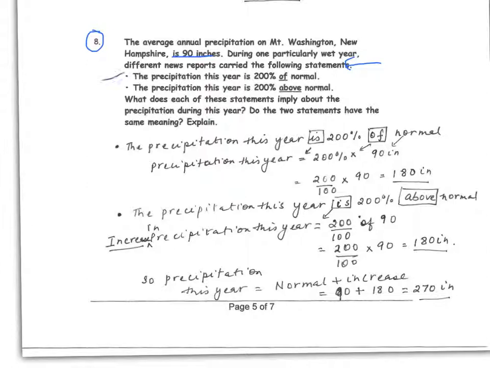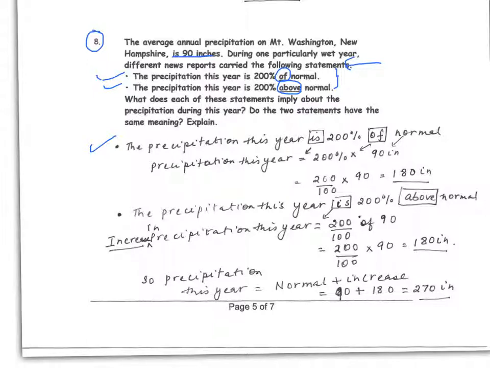So the first report said that the precipitation this year is 200% off normal. And the second report said the precipitation this year is 200% above normal. Now, the language here, that is the use of the word off and the use of the word above, is going to give us two completely different scenarios. So let's look at the first case.